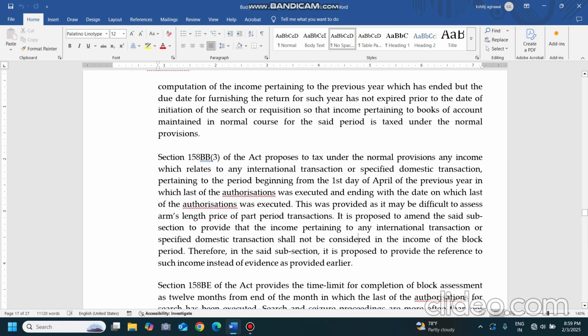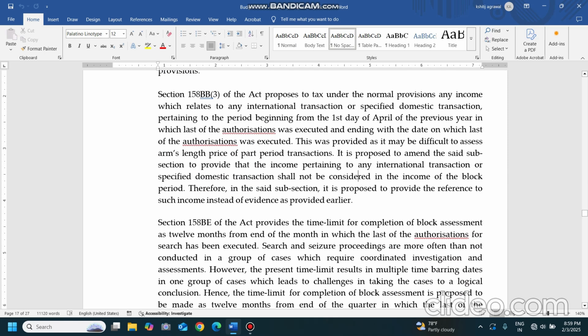Earlier when search was there, according to the income tax department, whatever income was there, the calculation was done on that and the tax was paid accordingly. Now coming to the next section, in case of international transactions in respect of search and seizure, 2 points are there. One is the authorizations. Last of the authorizations. Authorizations will start and authorizations will end. It may continue for a period of more than 1 year also.